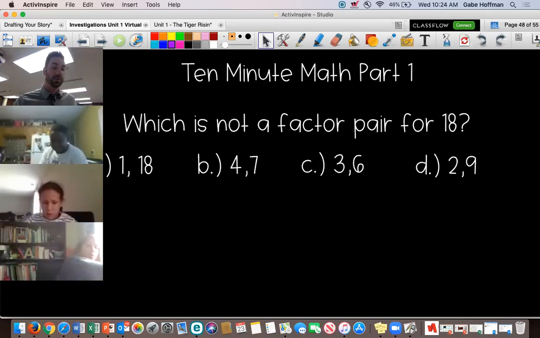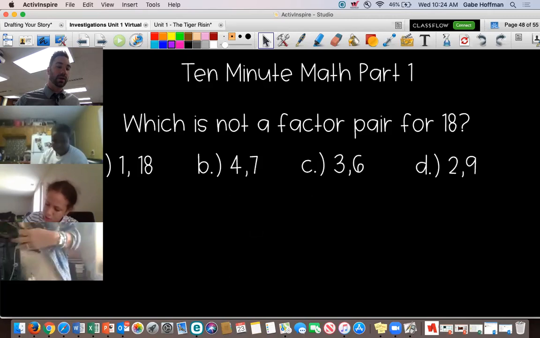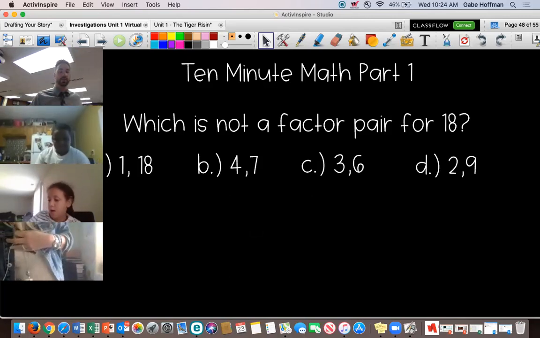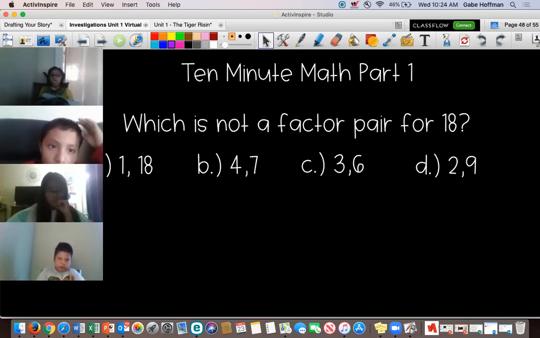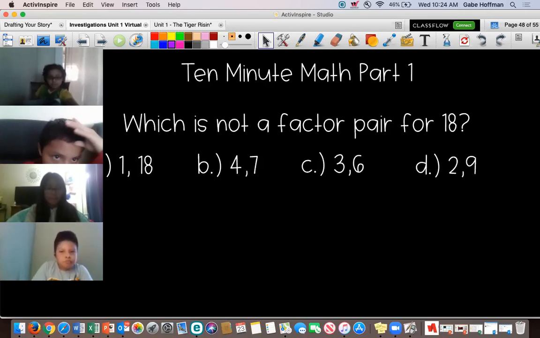You're on the right track. Can somebody help Michael out? So he knows that they're two of the numbers in a multiplication equation. What do we do with those two numbers? Jay, you had your hand up earlier. What are factors? Factors are two numbers in a multiplication problem that gets an answer.